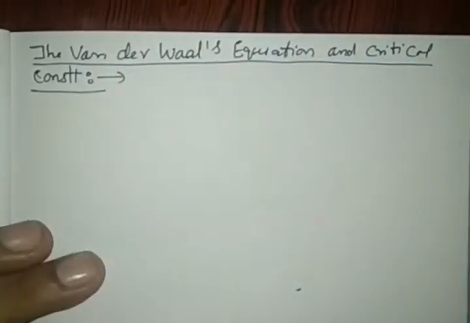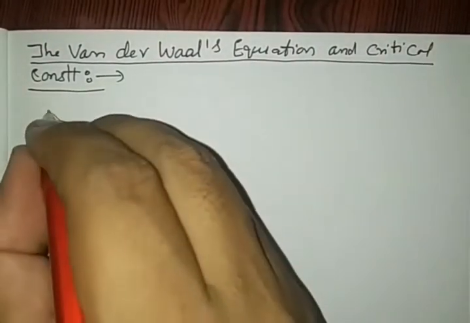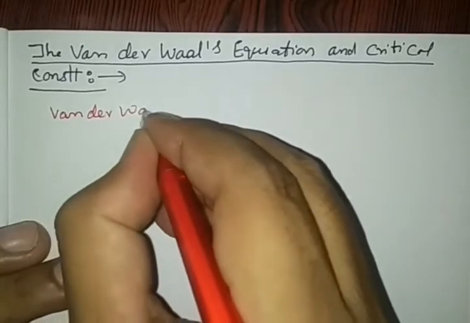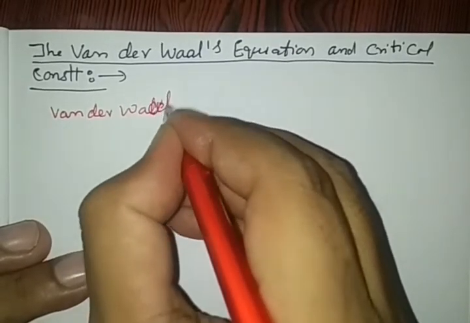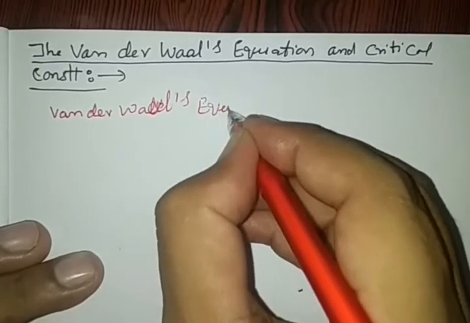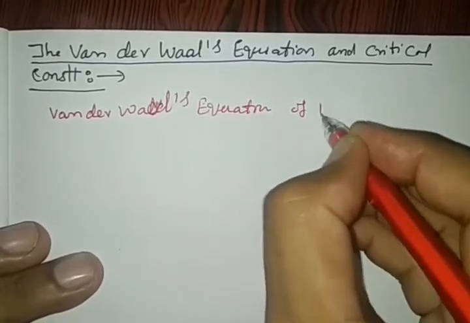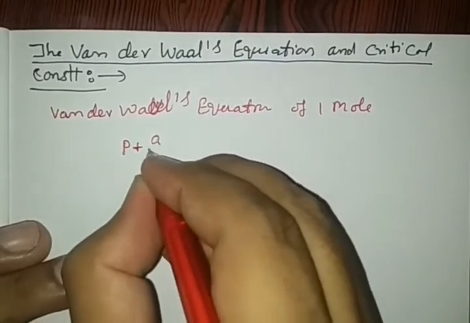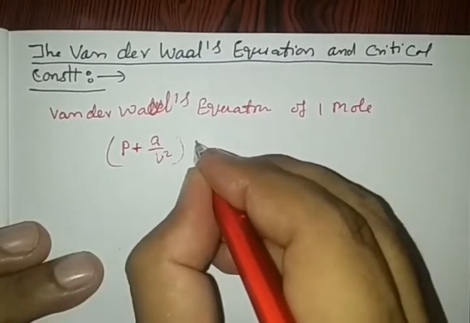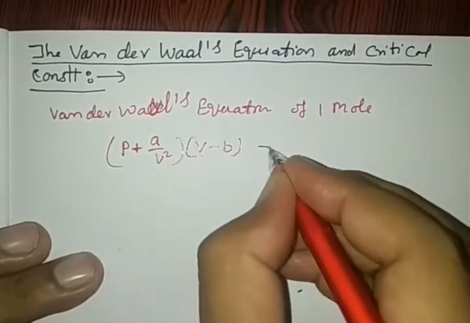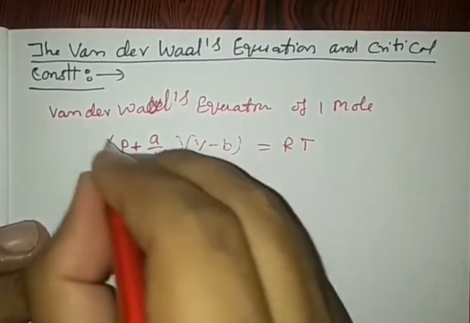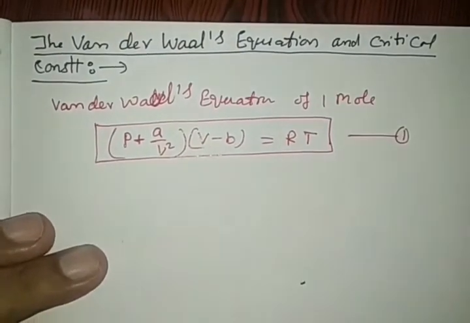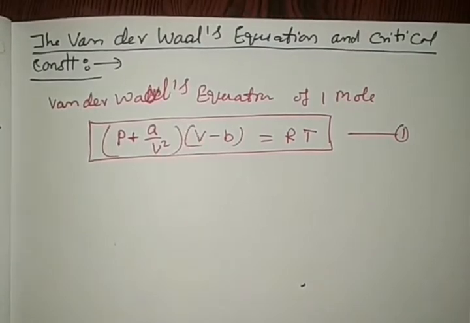We know the van der Waals equation for 1 mole. It is given by (P + a/V²)(V − b) = RT. We are going to represent it as equation number 1. We want to do some mathematics with it.